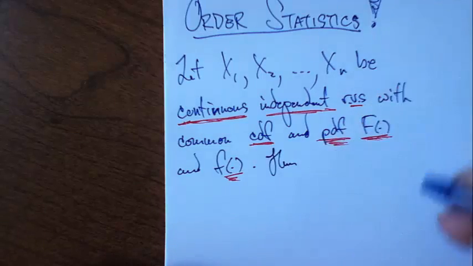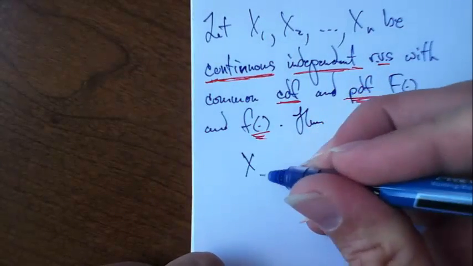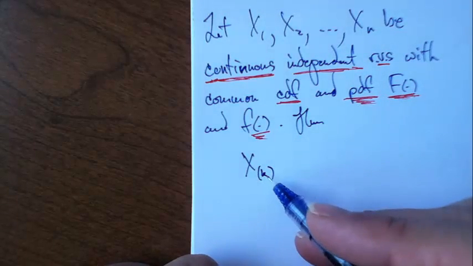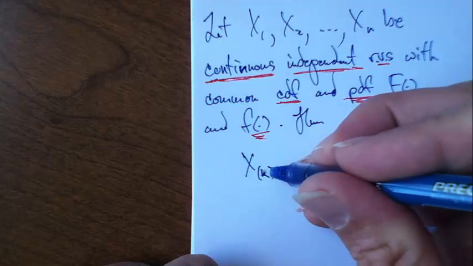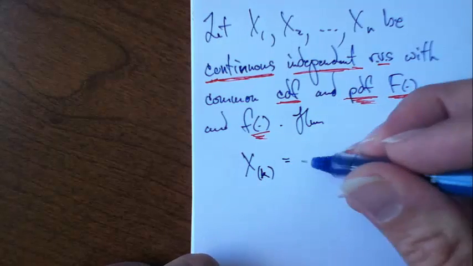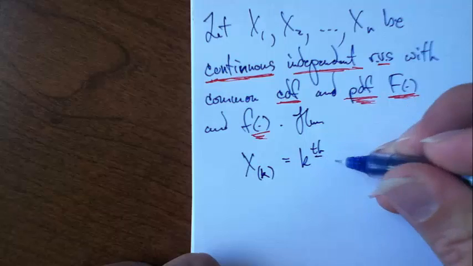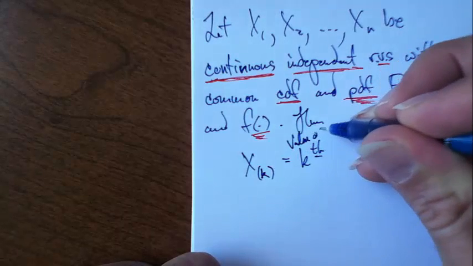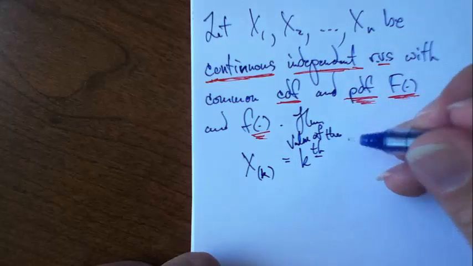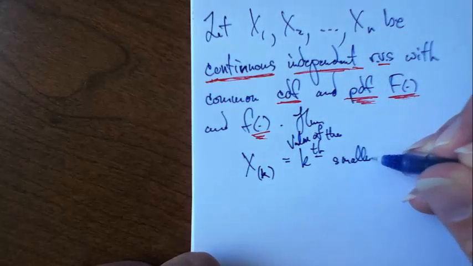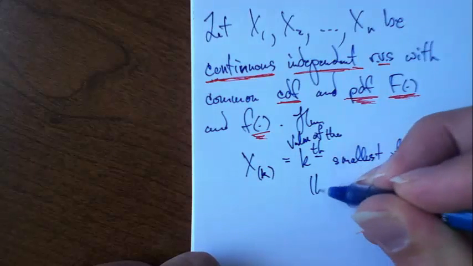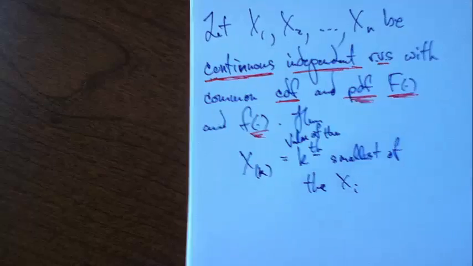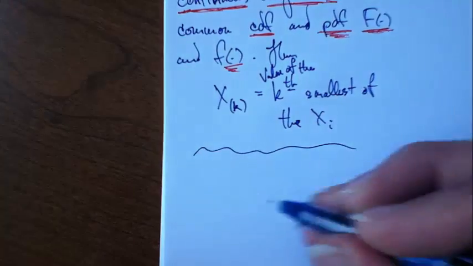Then we'll write like this. If I put x sub k with a k in the subscript but surrounded by parentheses, this is going to be equal to the kth smallest. It's actually the value of the kth smallest of the xi. Okay?